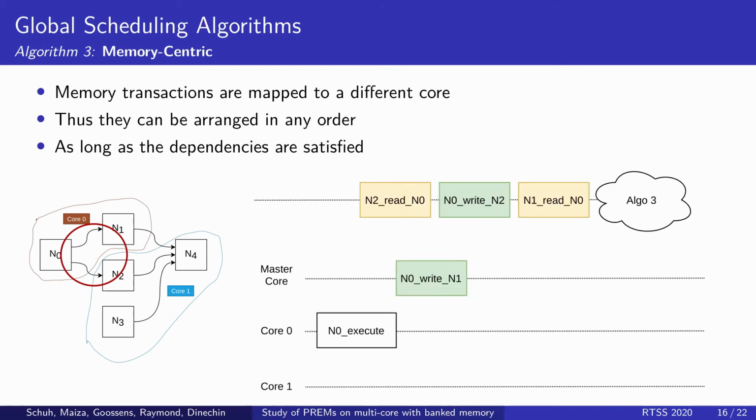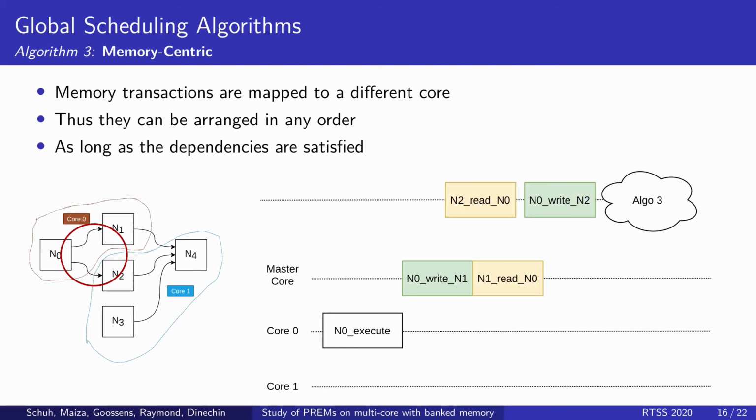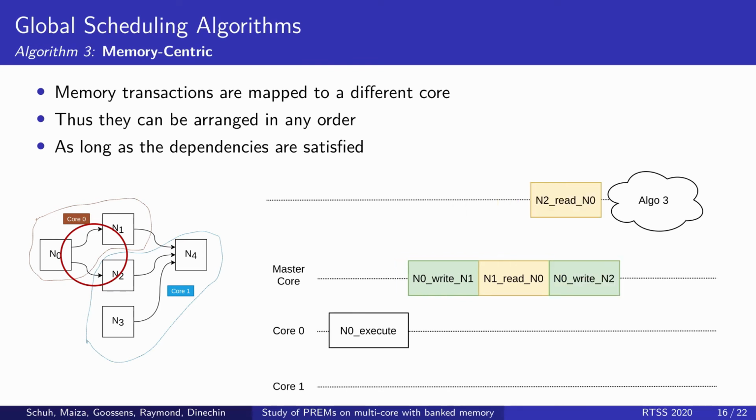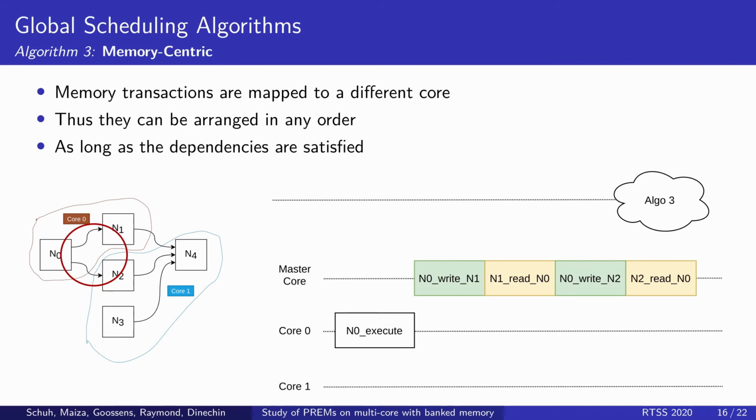So here we start with N0 write N1, but instead of contiguously scheduling N0 write N2, we schedule its mirror transaction, which is N1 read N0, and we unblock core 0 to execute any other task and leave its idle state. And then we follow up scheduling N0 write N2 and its mirror read transaction. And all of this happens on the master core, and we try to unblock the other cores as soon as possible.